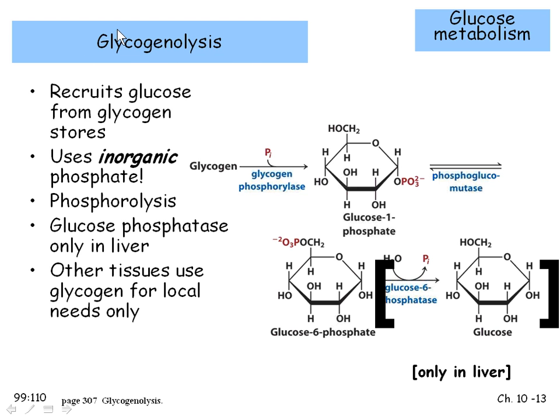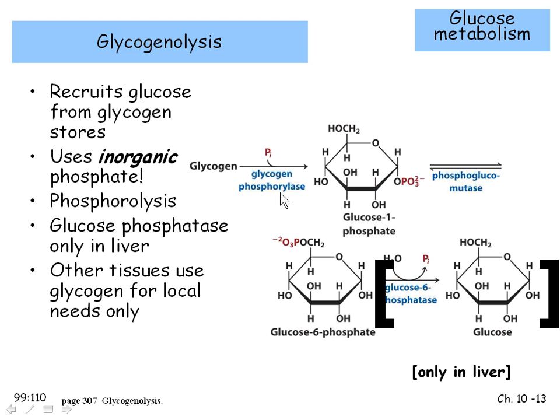And its name tells you what's going on here. Glycogen is a molecule that can give rise to sugar, specifically glucose. So glycogen gives rise to sugar. Glycogenolysis is breaking down the molecule glycogen. And we mentioned this briefly before. Glycogenolysis uses inorganic phosphate. And the enzyme that does that is called glycogen phosphorylase.